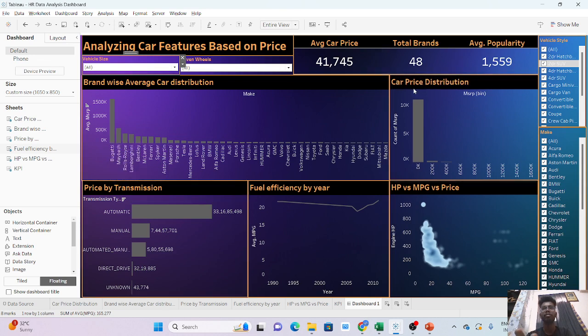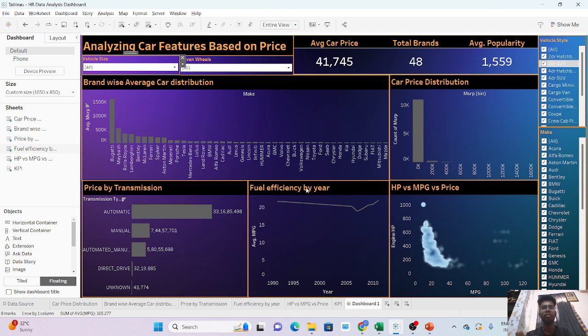Then we have the car price distribution. For this, we have created bins of 0k, 200k, 400k, and most car prices are below 200k dollars. Then the price by transmission: most cars are automatic, and some of the automatic cars are priced at 3.3 million.